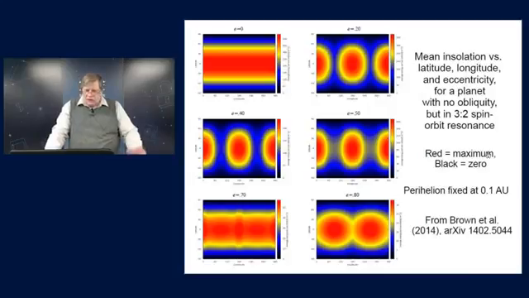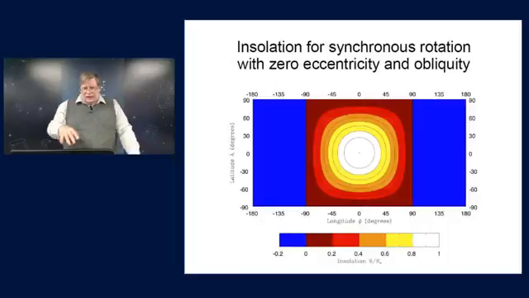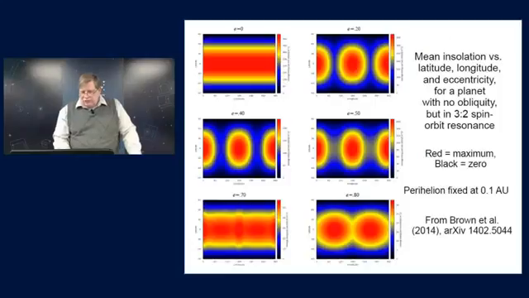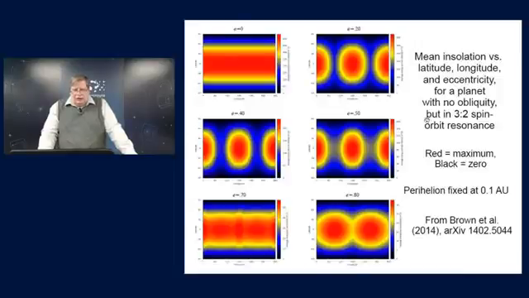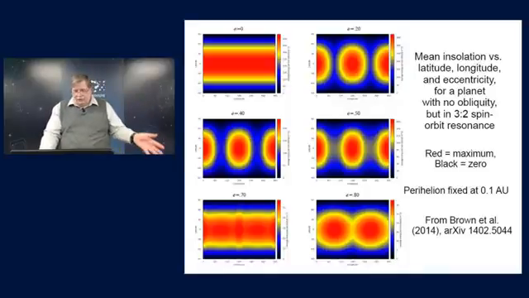Again, that's a synchronous resonance, but if you look at the 3:2 resonance as Mercury is in, let's see how that behaves as a function of eccentricity. Now this is from Brown et al., and they plotted it up with a slightly different color scheme than I did, but there are color bars here to help you figure it out. Now for a zero eccentricity, the insolation pattern, and this is the mean insolation, is pretty much the same as if the planet were not in resonance at all.